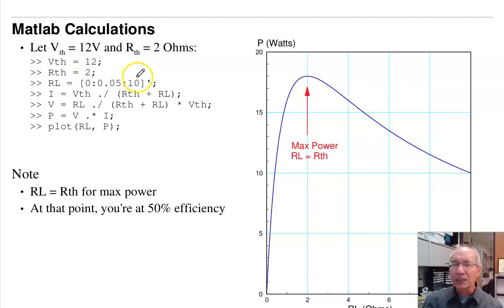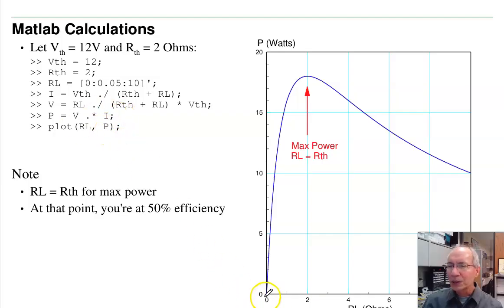And MATLAB can do calculations. Suppose I've got a 12-volt source, R Thevenin is 2 ohms. What's the power to the load when the load goes between 0 and 10 ohms, in steps of 0.05? Well, the current is just voltage divided by total resistance. The voltage is, hard way to do it. Okay, voltage division, RL over RL plus R Thevenin times V Thevenin, or just I times R. Power is volts times amps. Plot it. And here's what it looks like.